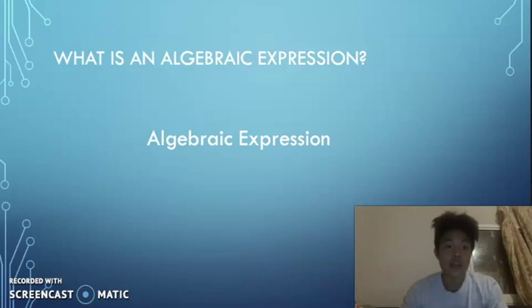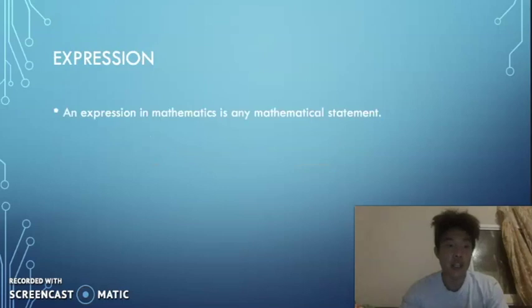So what is an algebraic expression? When we look at the words algebraic expression, it can be broken down into two words. The first word is algebraic, where we have the word algebra, and the second word is expression, where we have the word express. You may have heard a teacher tell you to express yourself. That means to show or to tell how you are. And it's the same way in mathematics. An expression in mathematics is any mathematical statement. So it's just a thing that they are telling us in math.